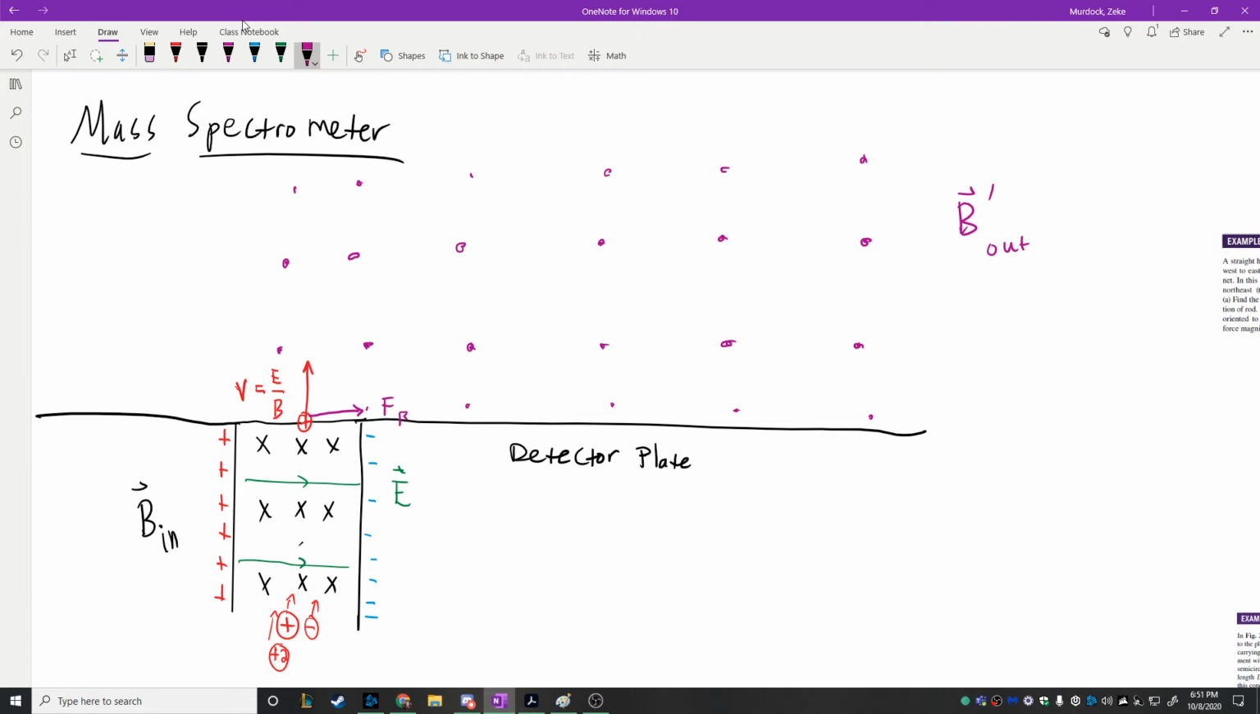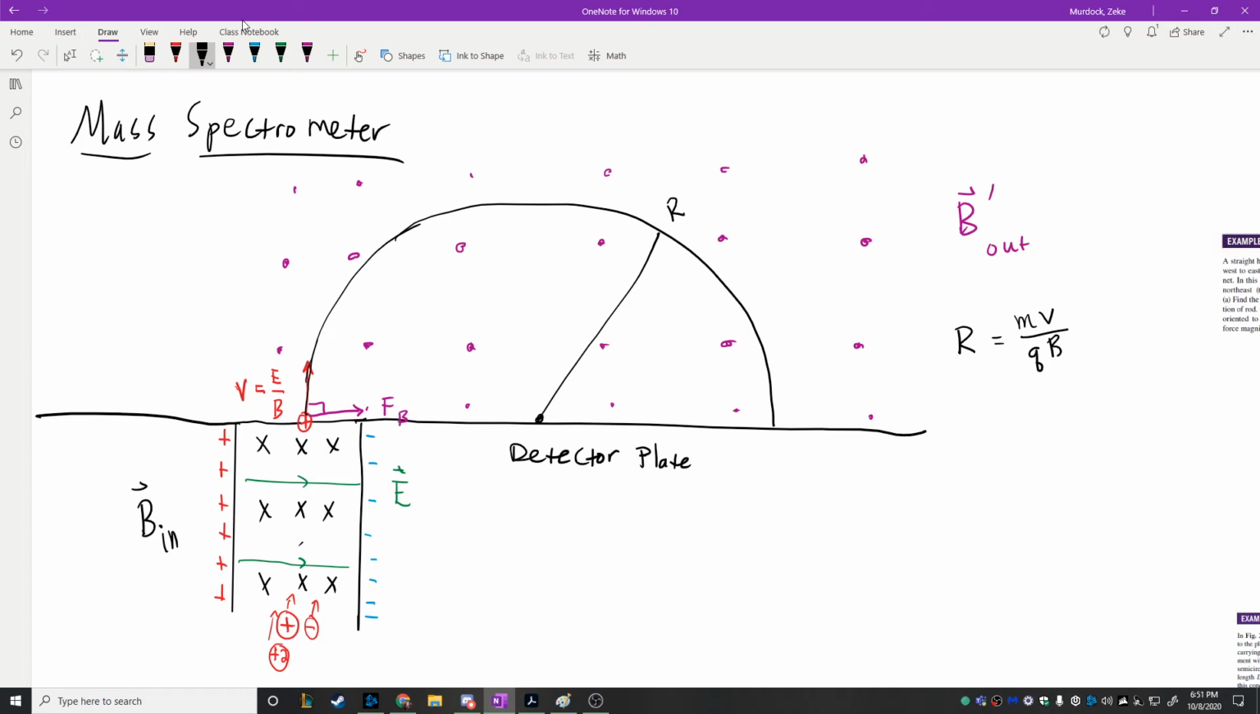This is a force to the right, and now we've established a velocity vector this way and a force vector exactly perpendicular to it. As a result, we know what kind of path this is going to travel along, right? It's going to travel along a circular path until it eventually impacts the plate right here, and the radius of that path, r, is going to be equal to the mass of the particle, whatever it happens to be, multiplied by the velocity of the particle, divided by the charge of the particle, and then divided by the magnetic field in this region, which happens to be B prime.